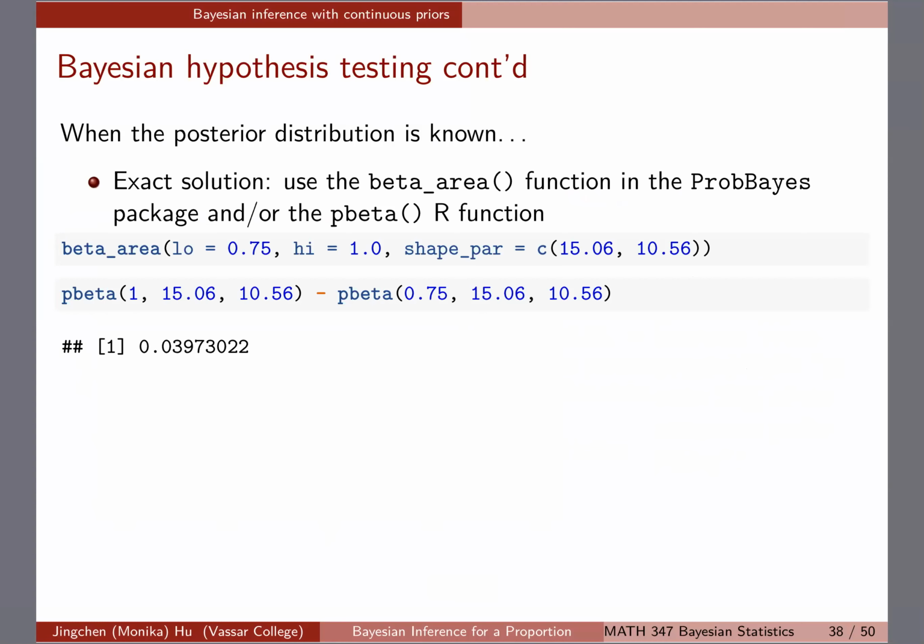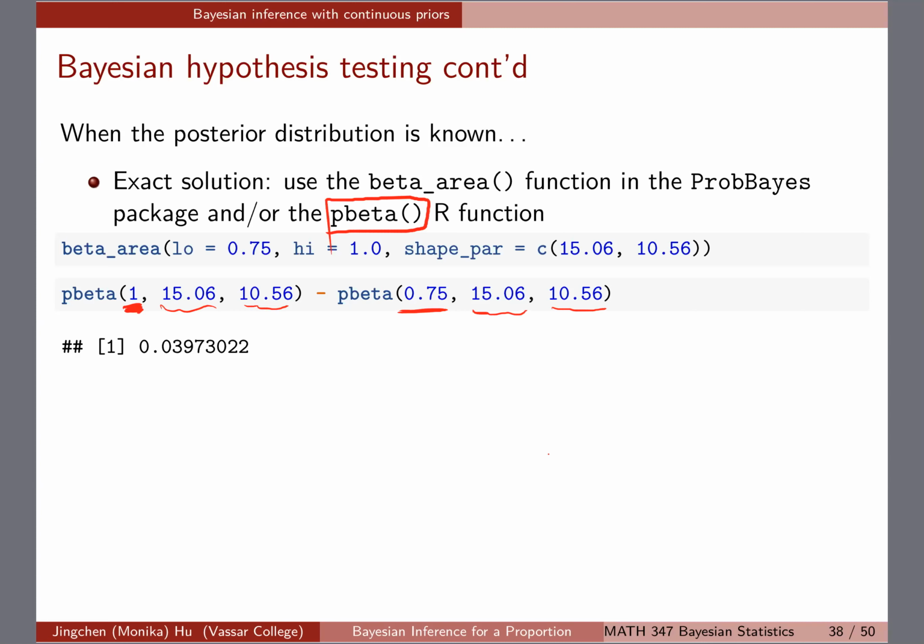Great. So again, when you do hypothesis testing, the beta_area function in the prodbase package is giving you the exact solution. That's in a particular package, but you can also use the standard R function like pbeta here. So pbeta is getting the percentile. What you do is you evaluate pbeta at 1 and then at 0.75, and of course the second two inputs are the shape parameters that you need.